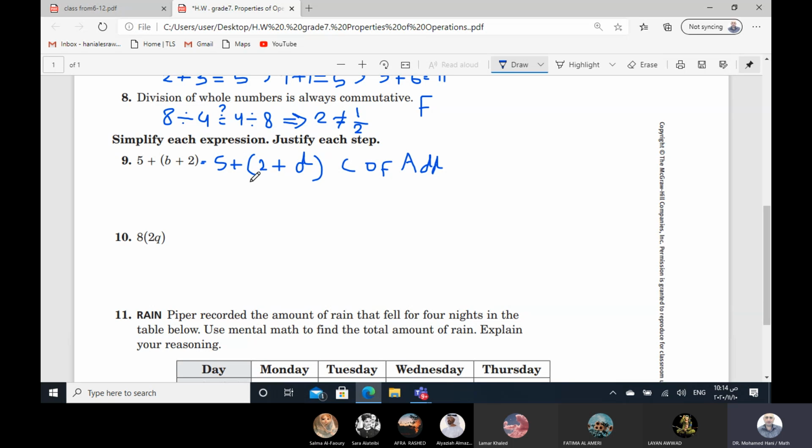Then we can change the place of parentheses. We can write between parentheses 5 plus 2 plus b. The name of this property is associative of addition. Then we can simplify now. Do the operation inside the parentheses. 5 plus 2 will be 7 plus b. So this is simplified.